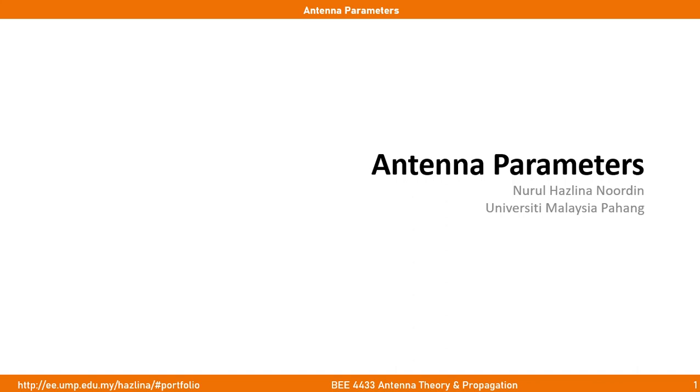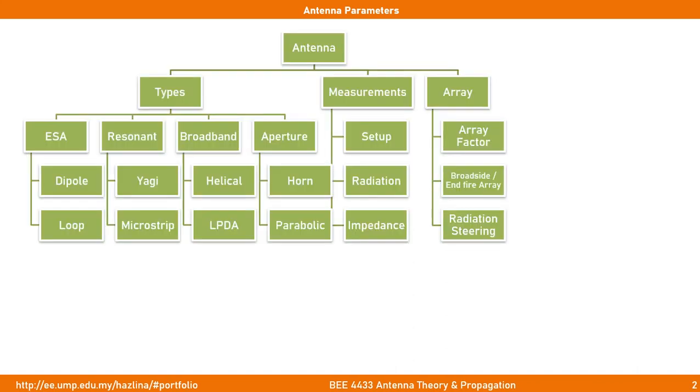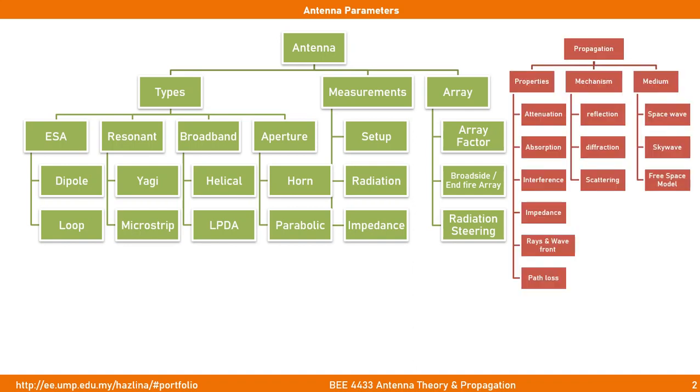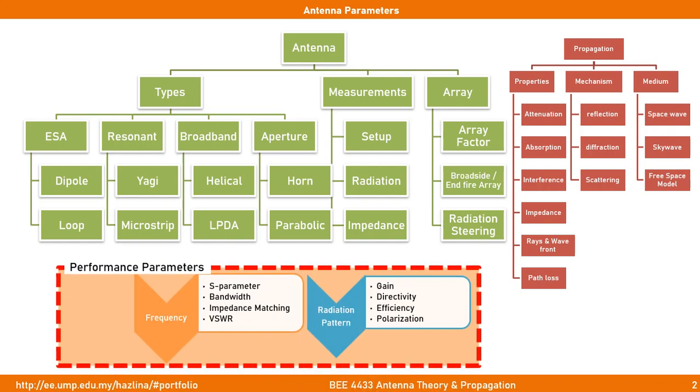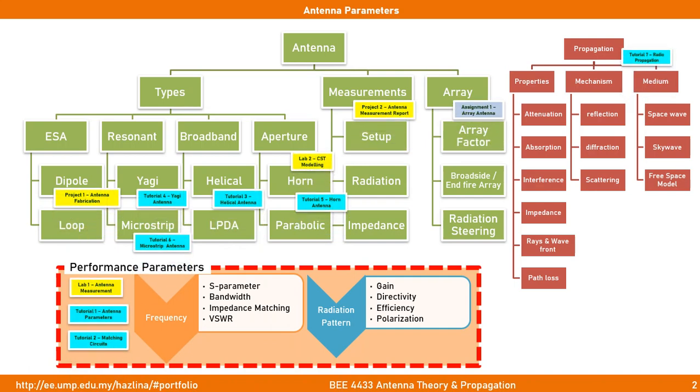Hi everyone, this course, Antenna Theory and Propagation, covers two main areas, which are antenna theory and propagation. In general, the performance of an antenna is described based on the following parameters, classified based on its frequency and radiation properties. Throughout the course, there will be activities which include antenna measurement with RF measuring equipment such as network analyzers and spectrum analyzers, antenna modeling and simulation using a full-wave electromagnetic solver, and tutorials.